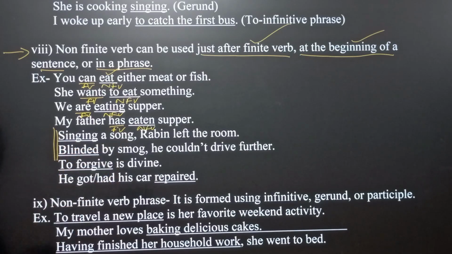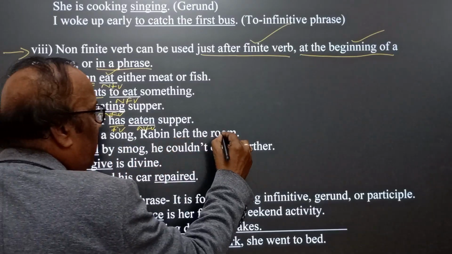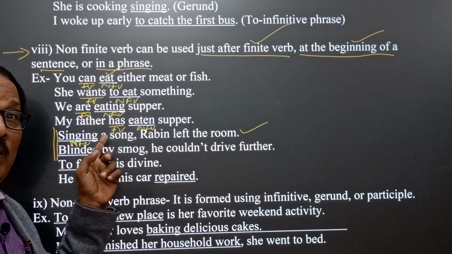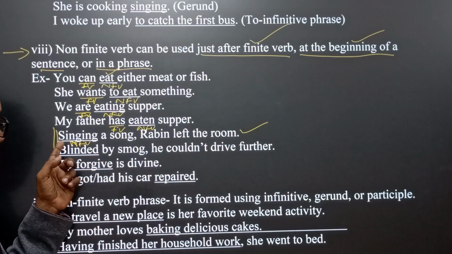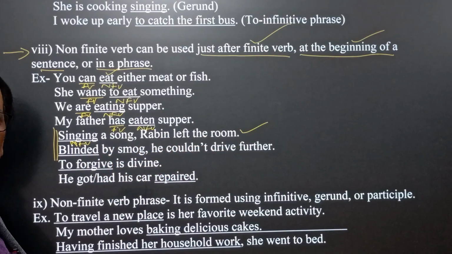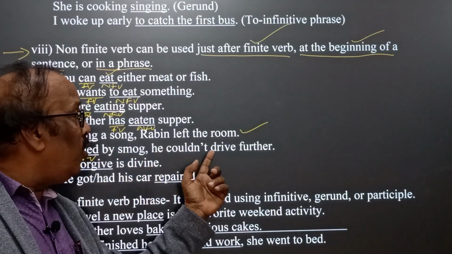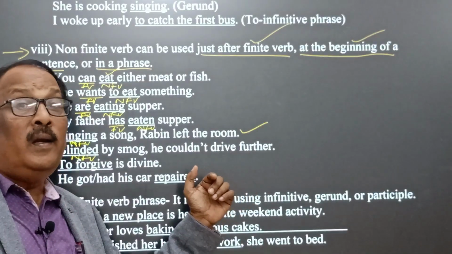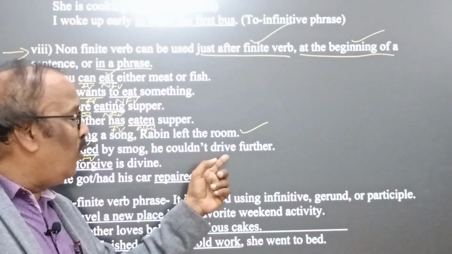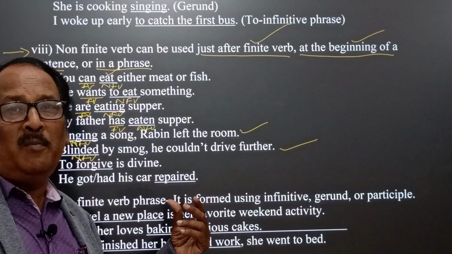At the beginning: Singing a song, Robin left the room. Singing is here a non-finite verb. It means when Robin left the room, he was singing. That is equal to singing a song, Robin left the room. This is a non-finite verb phrase. Blinded by smog, he couldn't drive further. It means as he was blinded by smog, he couldn't drive further. Blinded by smog is the non-finite verb phrase.